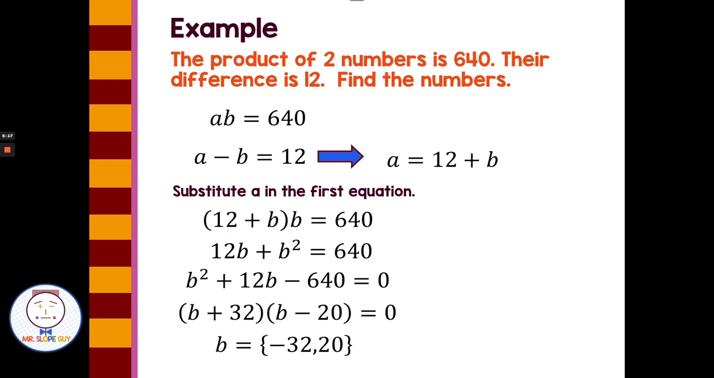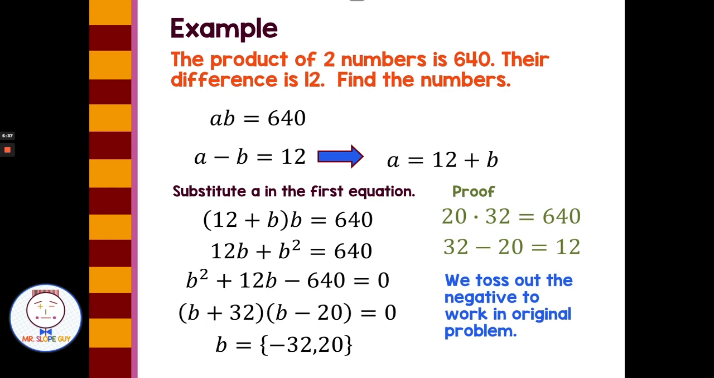Well, my two numbers multiply and give me a positive 640. So that negative 32, I'm already suspicious as to that negative working, but positive 32 and positive 20 will multiply to give me 640. What about the subtraction part? Can I do 32 minus 20 and get 12? I can. So it works, but I have to toss out the negative sign.